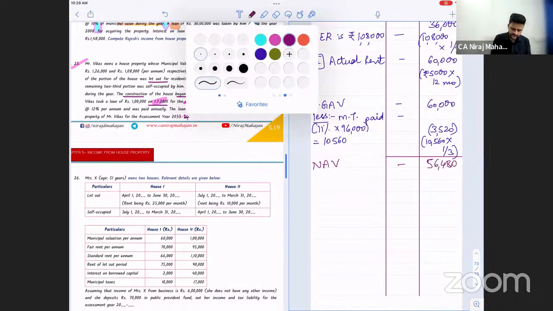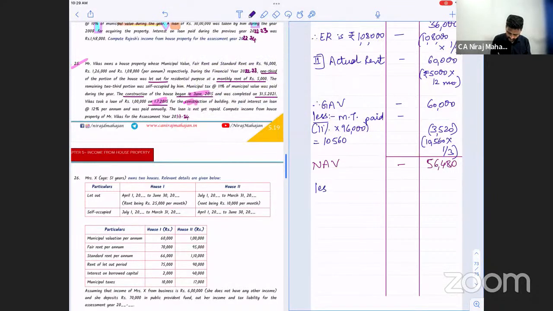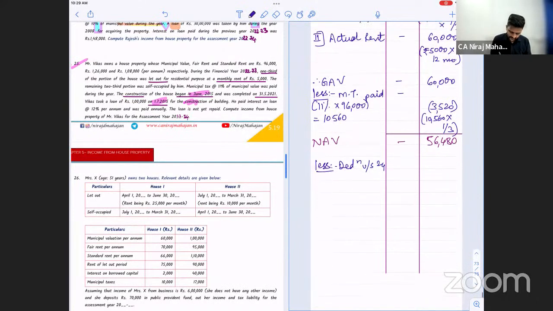Less reduction under section 24. 24A, you know it is what? Standard deduction at the rate of 30% of NAV. 56,480 into 30% is how much? 16,944. Tell me, is it correct? Confirm once. All right, good. All right, let's go ahead, everybody.